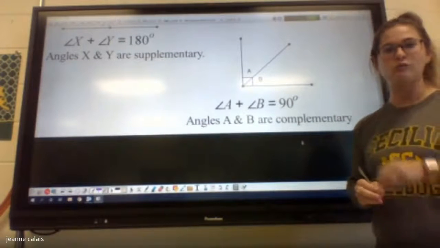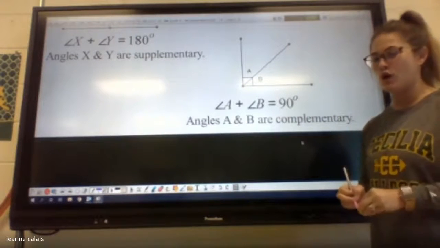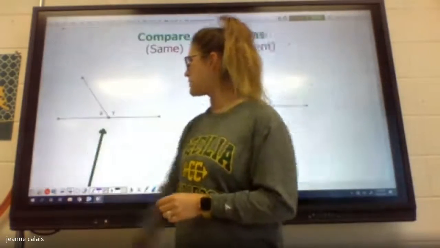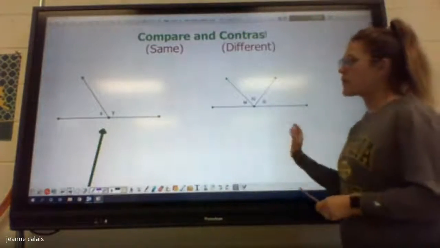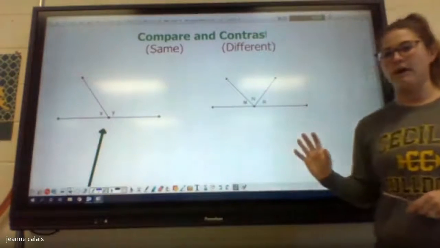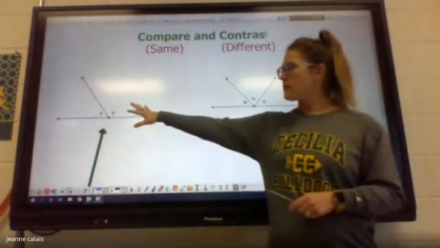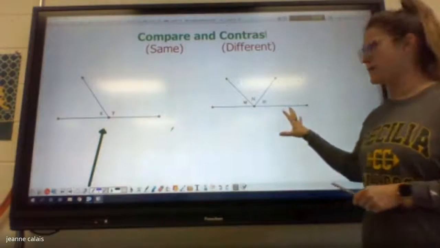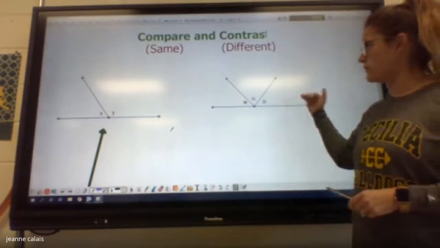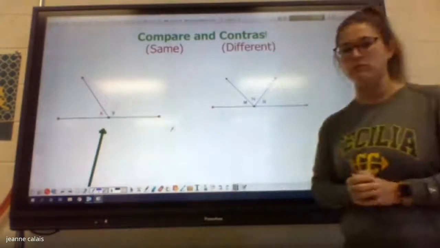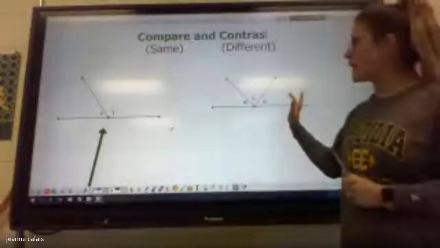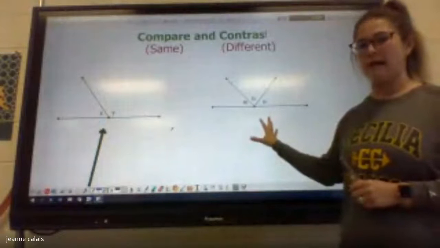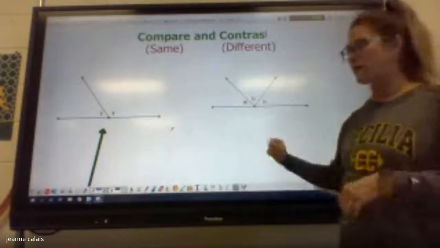Again, I told you when we talked about that lesson, make sure you know about those two different terms. Now we want to compare and contrast in this one. What could you say is the similarity between the two? Well, they're both making a straight angle. So yes, both sets of angles are going to add up to 180. That's the similarity. It's obvious.